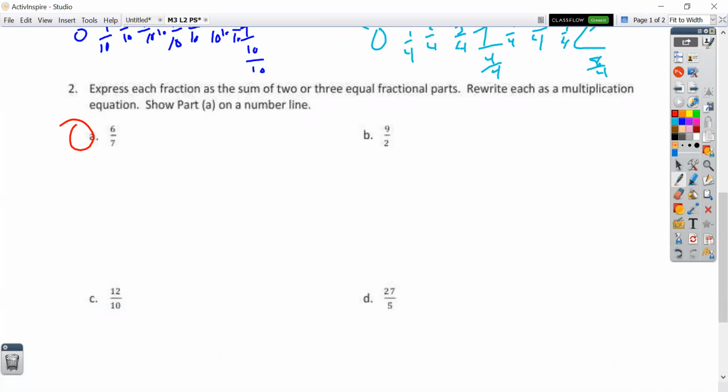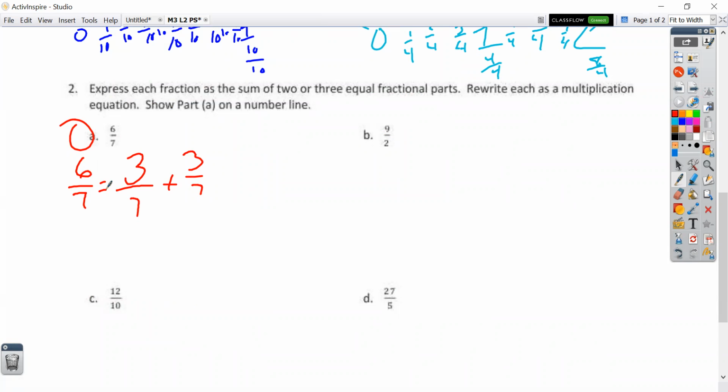And we're looking to break it up into either 2 or 3. So we're asking, can we divide 6 by 2 or 3? Well, the answer is we can actually divide it by both. So let's just do the smaller one, or divide by 2. So it would be 3/7 plus 3/7. And let me actually start it accurately. 6/7 equals 3/7 plus 3/7.